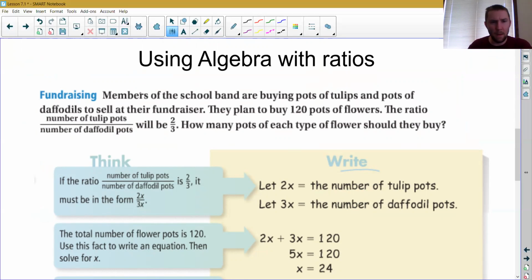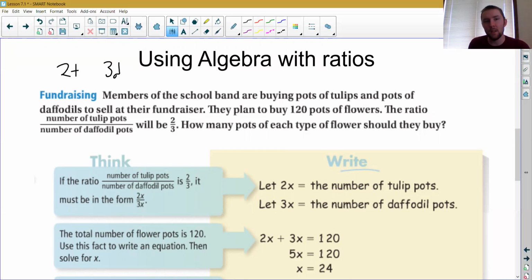So members of this school's band are buying pots of tulips and pots of daffodils to sell at their fundraiser. They plan to buy 120 of them total, 120 total pots. The ratio is going to be 2 to 3 for tulips to daffodils. So basically what that means is for every 2 pots of tulips, they're going to buy 3 pots of daffodils. Okay, so they buy 2 of these, 3 of these, and they're going to keep going. The question is, how many of each type are they going to buy to get their total of 120?